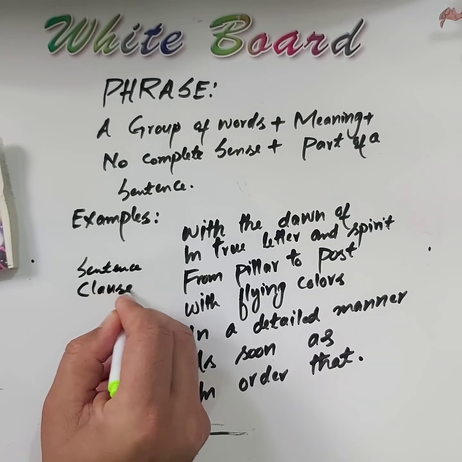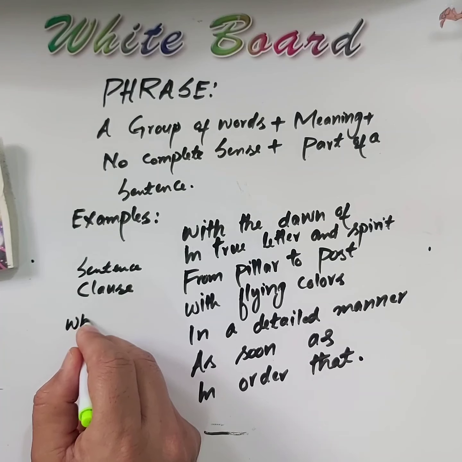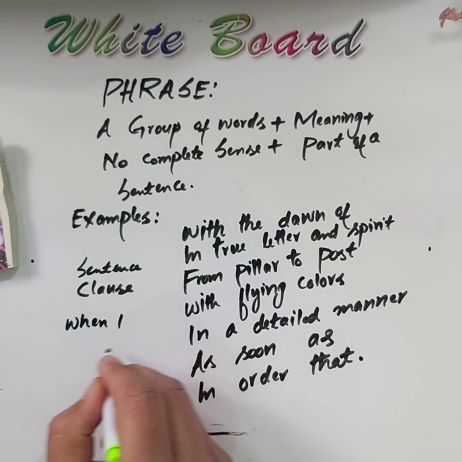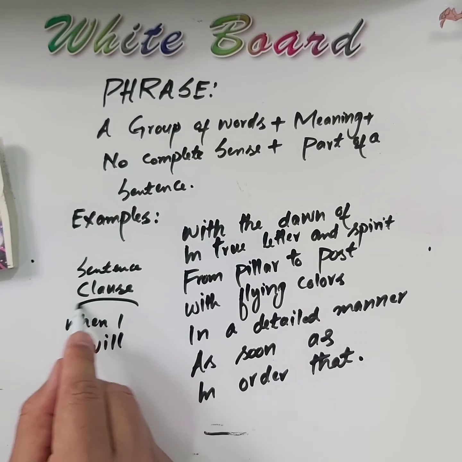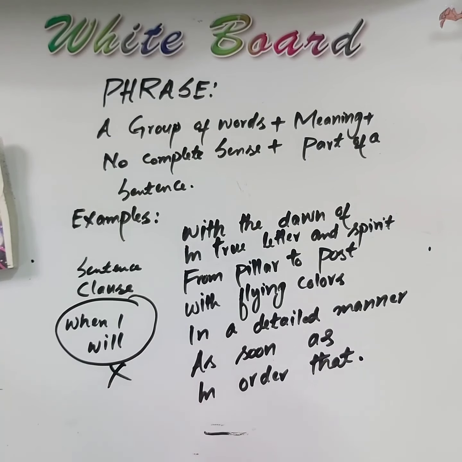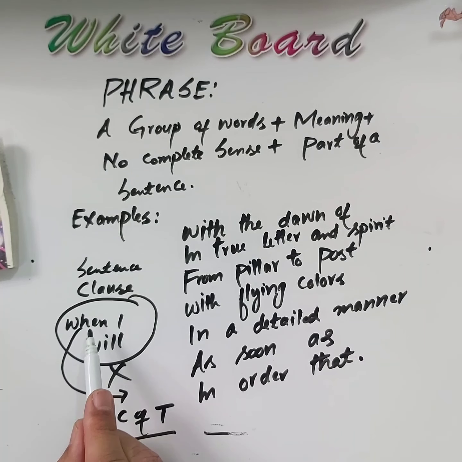Students, here I said something that is grammatically wrong: "when I will." This is incorrect, because with future tenses we do not use conjunctions of time. I deliberately did that. "When I will" is wrong because we do not use the future tense with the conjunctions of time.